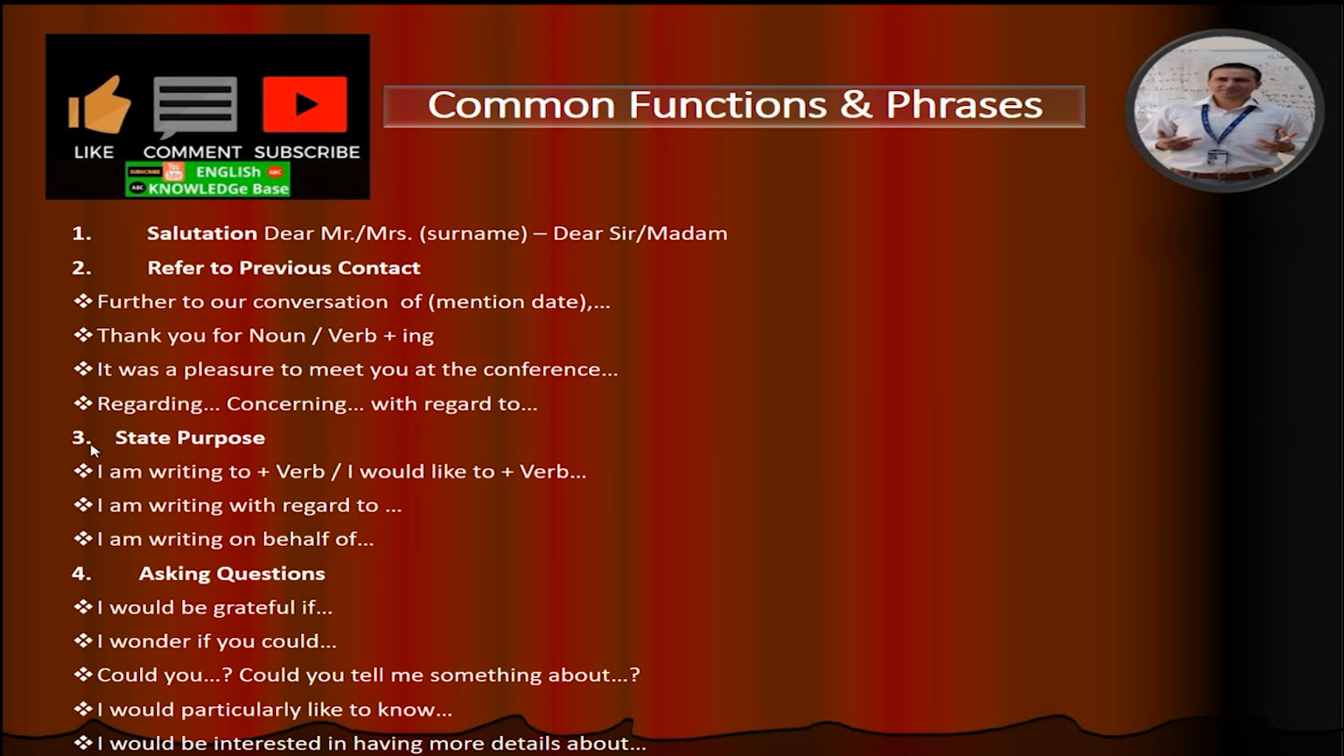And here, number 3, we have state purpose. I am writing to plus verb. Or I would like to plus verb. I am writing with regards to. I am writing on behalf of. Number 4, asking questions. I would be grateful if. I wonder if you could. Could you tell me something about? I would particularly like to know. I would be interested in having more details about.